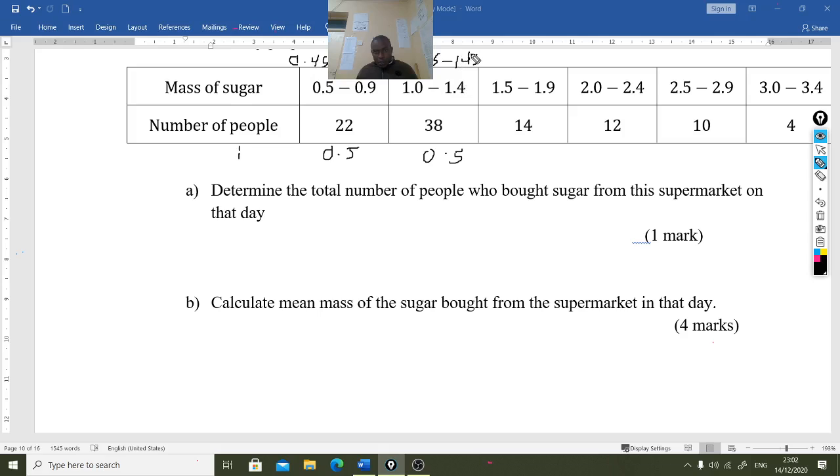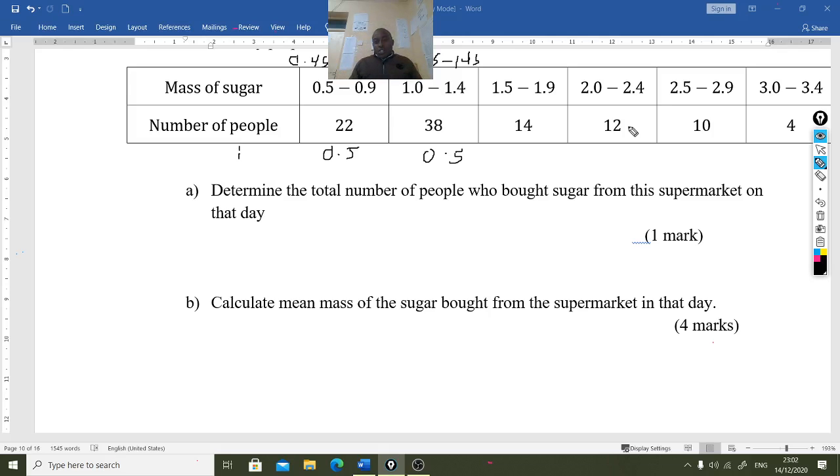Because I subtract 1.45 minus 0.95, that gives you 0.5. You also change this one to be 1.95 minus 1.45, which also gives you 0.5. So these class widths were constant. If you continue with the same trend, the upper limit is 1.95 and the lower limit is 1.45; you subtract and get 0.5. This becomes 1.95 and this becomes 2.45; you subtract and get 0.5. So the class width was constant at 0.5.